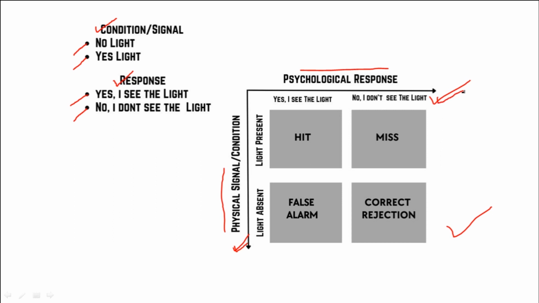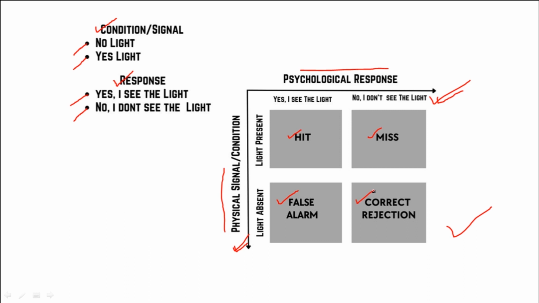If the light is present and the person says, yes, I see the light, this is called hit. Then if the light is present and the subject says there is no light, it's called a miss. Now if no light is present and the person says that he sees the light, it is called false alarm. And then if there is no light and the participant also responds, no, I don't see the light, it's called a correct rejection. And this is the easiest explanation of what signal detection theory is.